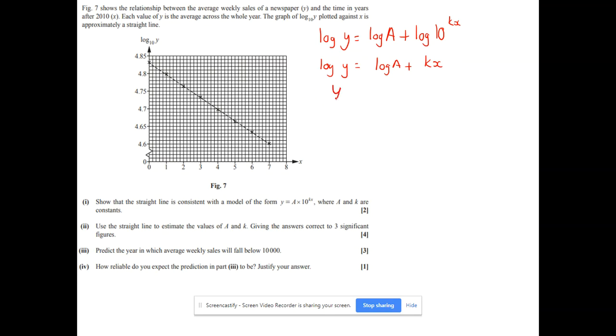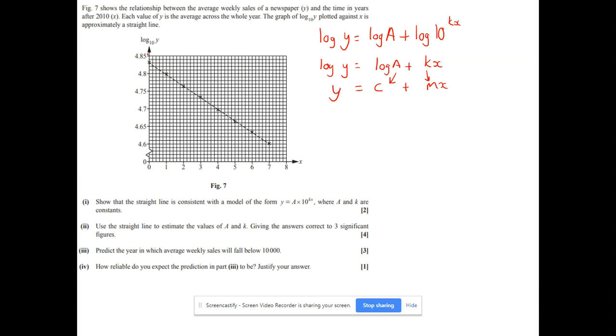This forms the form y equals c plus mx, because a and k are constants, so that matches up to that, and our constant, which is our gradient. So that verifies that it makes a straight line, so you probably need to be mentioning y equals mx plus c. Use the straight line to estimate the values of a and k.